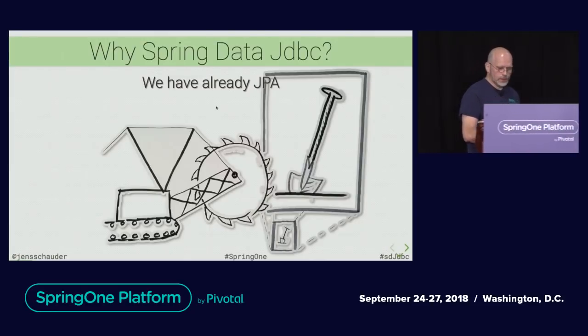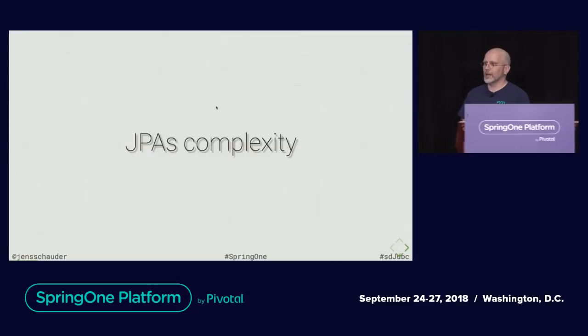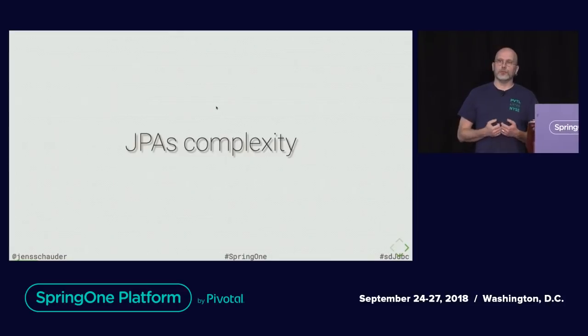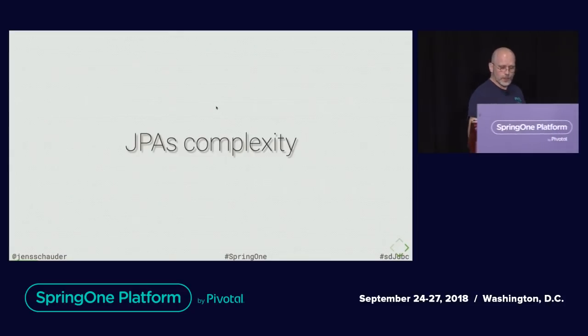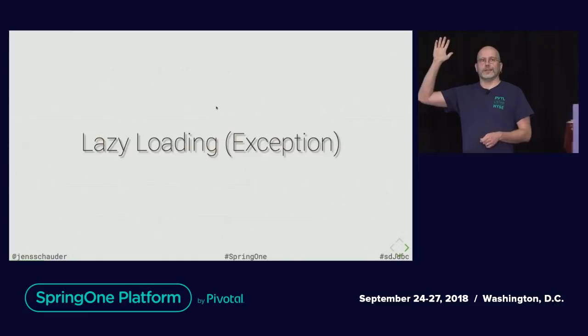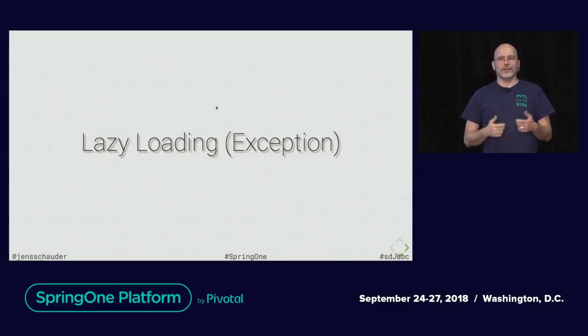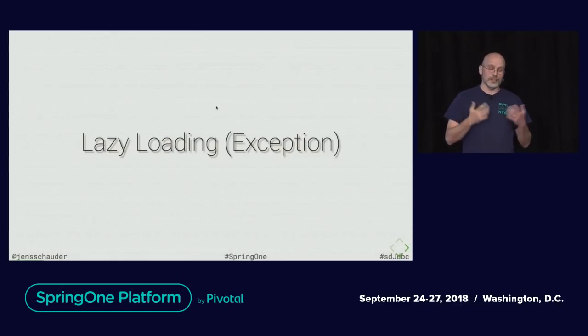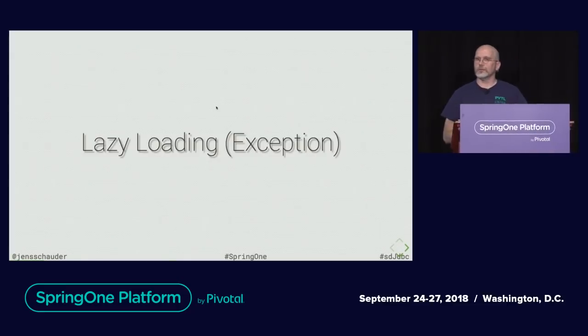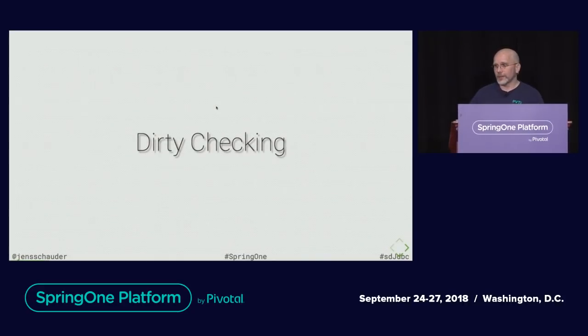The problem with JPA is it is really great, but it comes with some serious complexity. And the complexity comes from the fact that it tries to do a lot of stuff. A couple of examples. Who has ever seen a lazy loading exception? Yeah. It's the fact that you don't really know by just looking at the code, or at least most developers, I guess, don't really know when an SQL statement will get executed. It can be kind of irritating, reflected in tons of Stack Overflow questions.